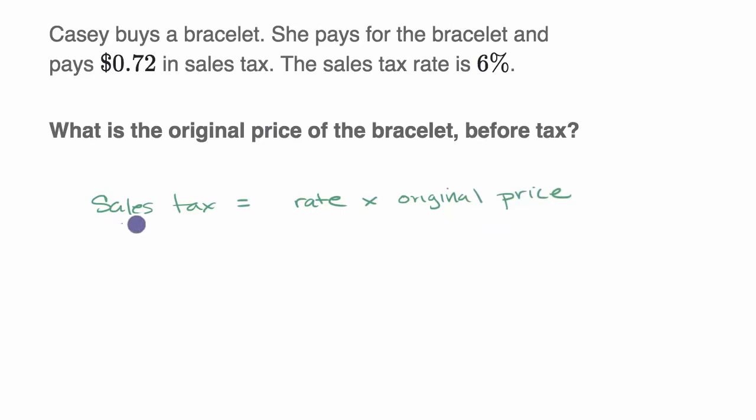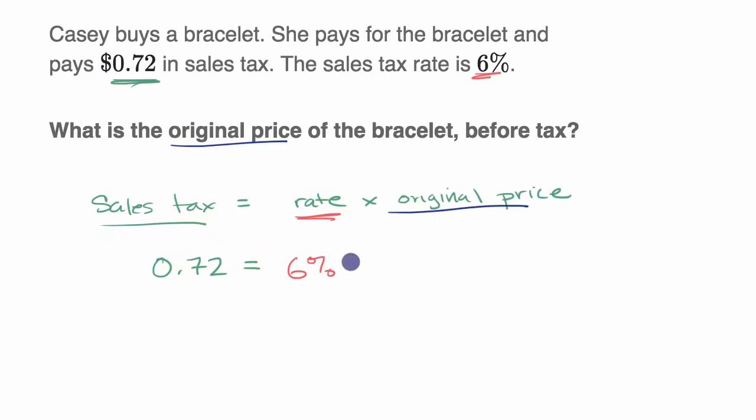Well, they tell us what our sales tax is. Our sales tax is 72 cents. So I'll write that here. So 72 cents is going to be equal to my sales tax rate. They also tell us that is 6%. Is going to be equal to 6% times my original price. And that's what they're asking for, the original price. So times, let's just call it P for short, original price. And so you have it.